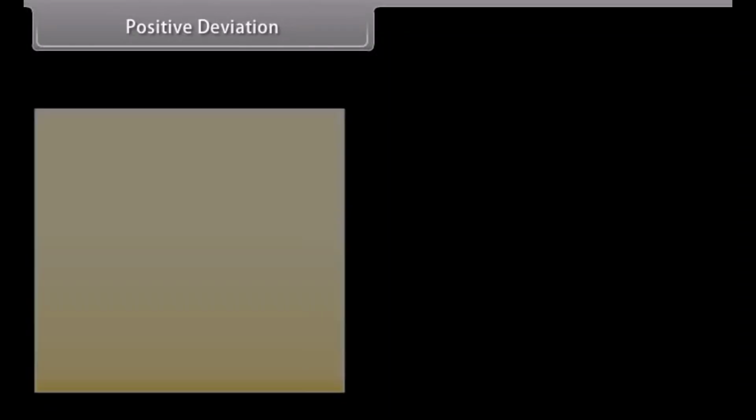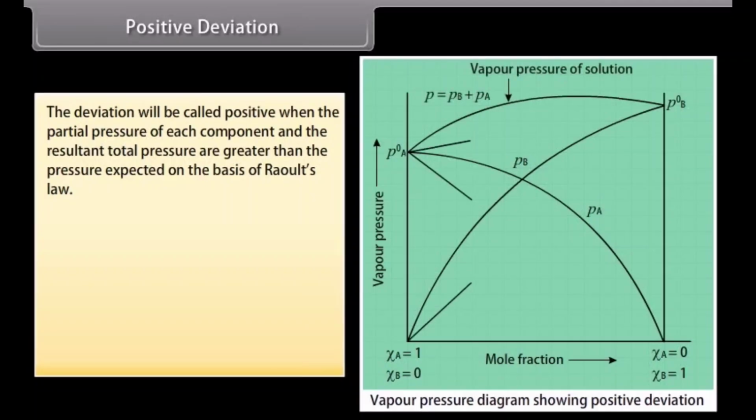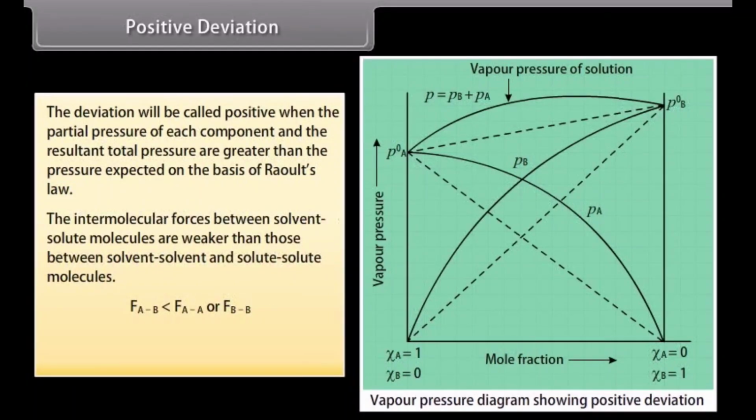Positive deviation. The deviation will be called positive when the partial pressure of each component and the resultant total pressure are greater than the pressure expected on the basis of Raoult's law. For example, the solution of water and ethanol and benzene and acetone shows positive deviation. The intermolecular forces between solvent-solute molecules are weaker than those between solvent-solvent and solute-solute molecules. This shows that the vapor pressure of the solution will be higher.